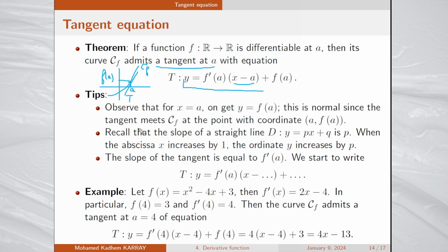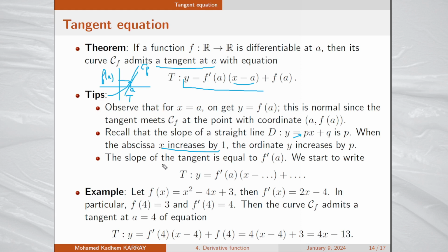Moreover, the slope of a straight line, say d, with equation y equals p multiplied by x plus q, is precisely this coefficient p. Observe in this case that when the abscissa x increases by 1, the ordinate y increases by p. So this is interesting to get the slope from the curve of the line.